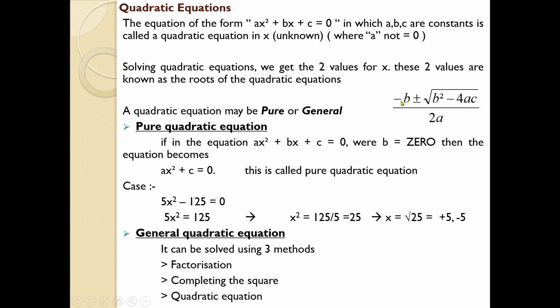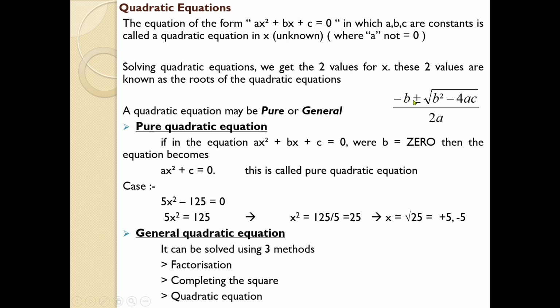Then the expression will be minus b plus root of b square minus 4ac. That is one pattern. Another is minus b minus root of b square minus 4ac. Then you will get two answers. One will be positive, another will be negative. That depends upon the nature of the question. I am not going into that part.